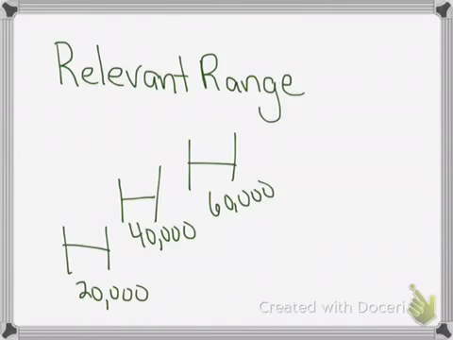Other items that we have to deal with in this chapter is the relevant range. If we produce, let's say, 0 to 10,000 units, it may cost us $20,000. And then if we move up, we may have to purchase a new machine. So if we go 10,000 to 20,000 units, it may cost us $40,000. If we then produce 20,000 to 30,000 units, it may go up again, and we may have to pay $60,000. So we really do have to look at what range we are producing in, and that can matter.